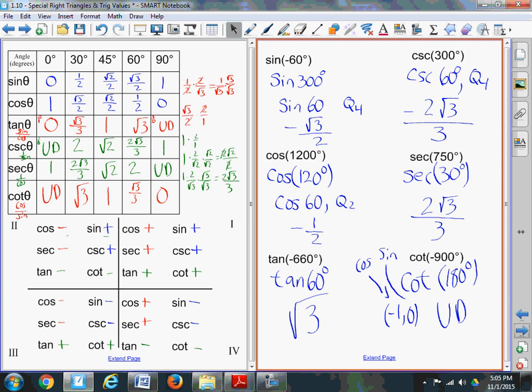All right, so hopefully this is helpful in evaluating trig functions. There'll be more tutorials in terms of evaluating trig functions with radians as well.